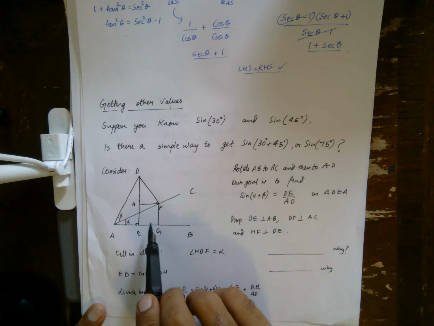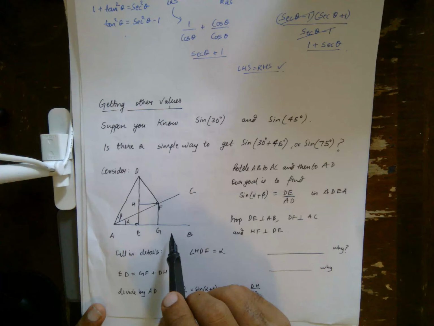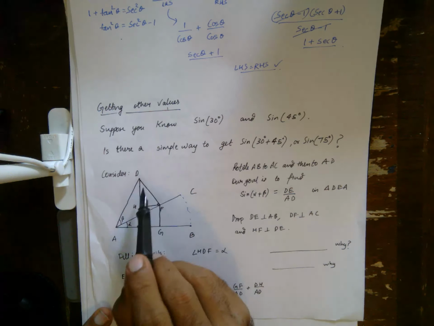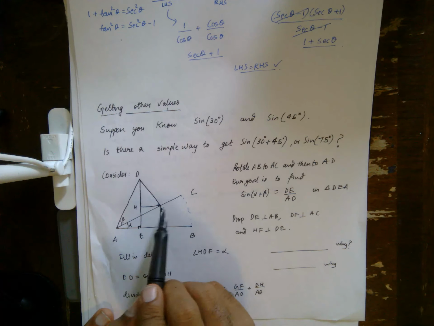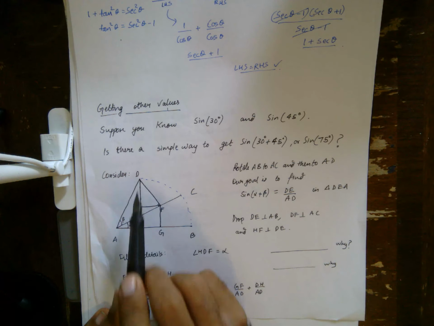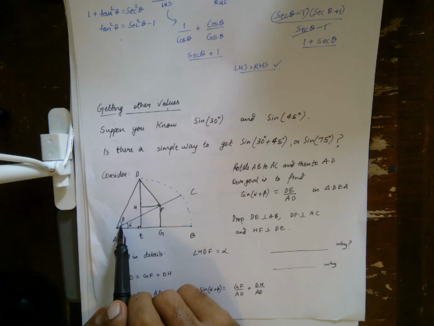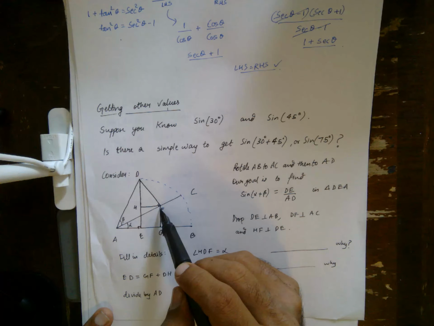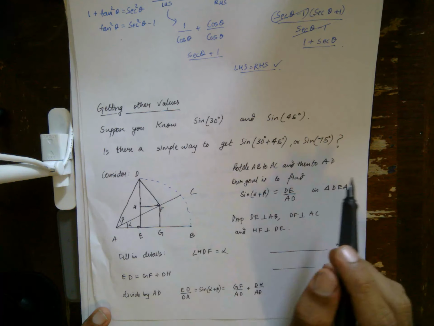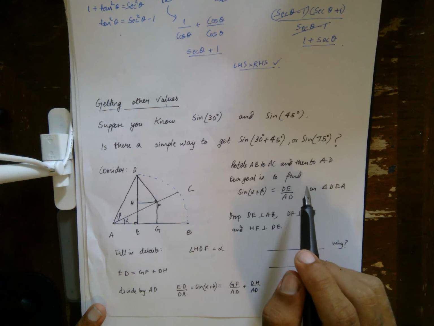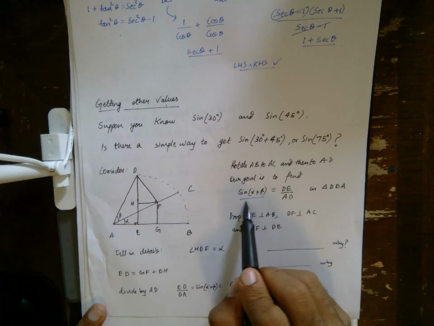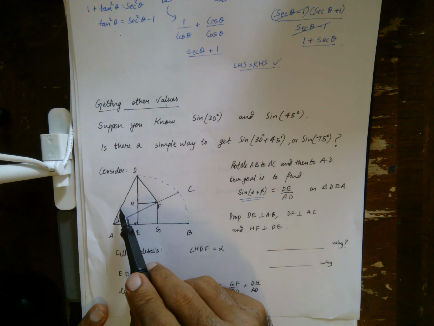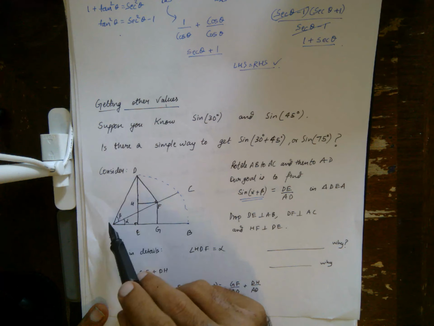We consider this construction. We take AB and we rotate it to a point C, which corresponds to angle alpha, and then rotate it further to a point D, which corresponds to angle beta. Then we do some construction. We draw perpendiculars, construct these triangles. Our goal is then to find this value, sine of alpha plus beta in this triangle, which would be opposite over hypotenuse, or DE over AD.